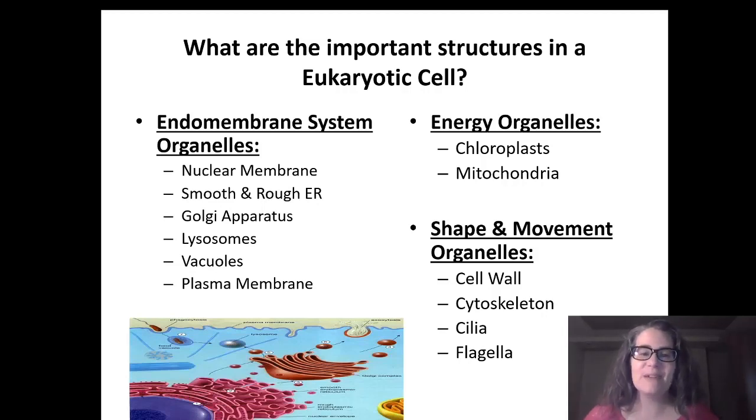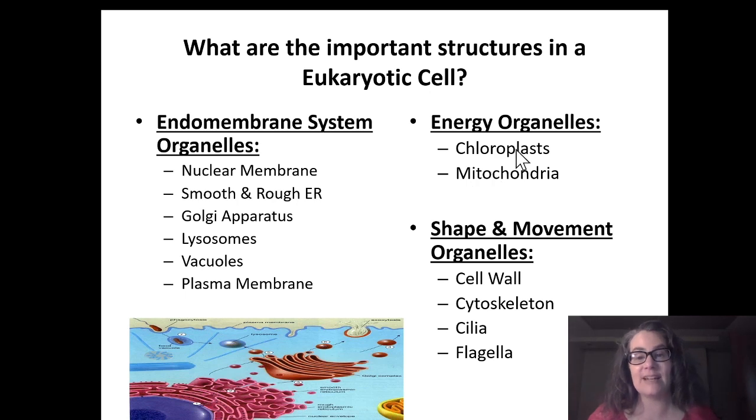Welcome back. Today we are talking about important eukaryotic cellular structures and their functions. I'm going to divide these structures into two different systems. One is the endomembrane system of organelles that I've listed on one side, including the nuclear membrane, smooth and rough ER, Golgi, lysosomes, vacuoles, and plasma membrane. All of these are either structures or organelles, we'll talk through that.